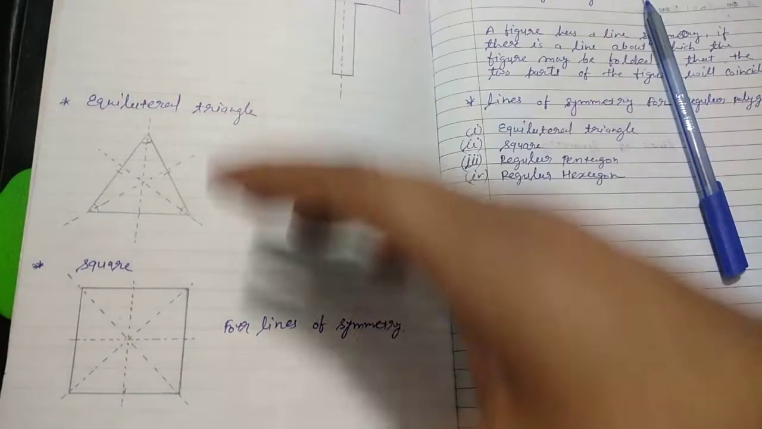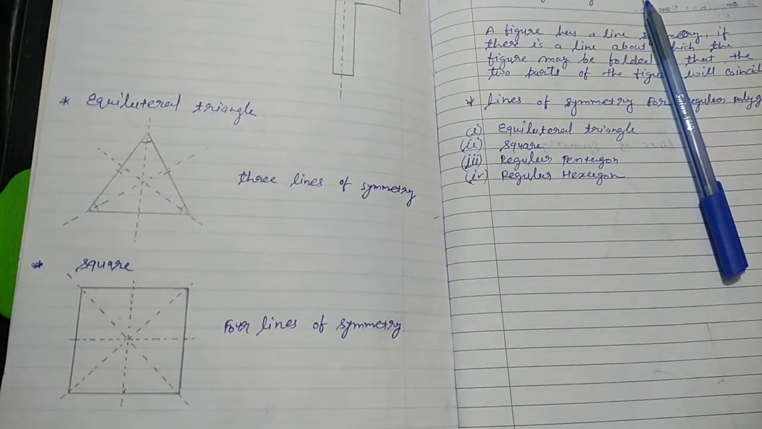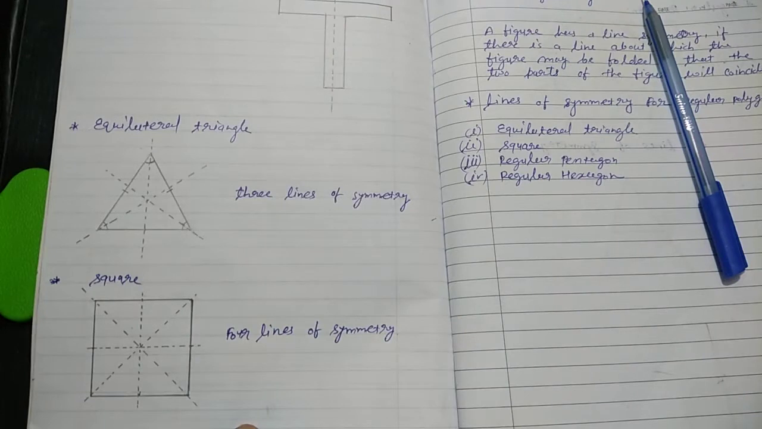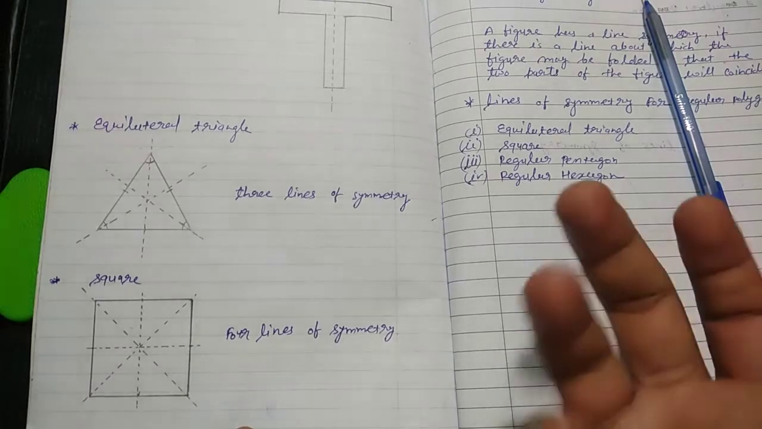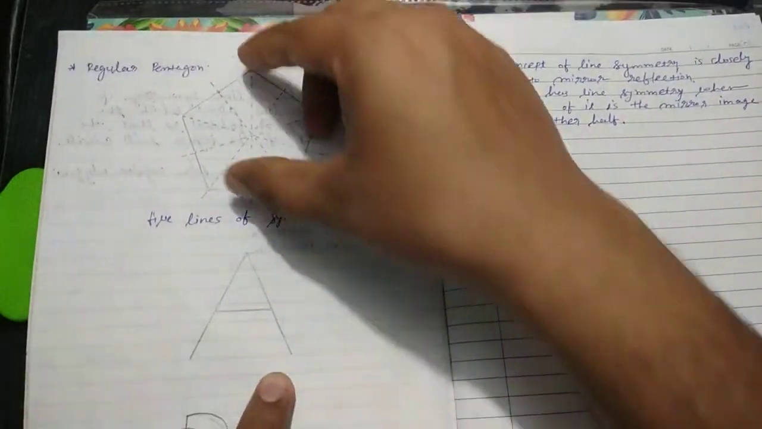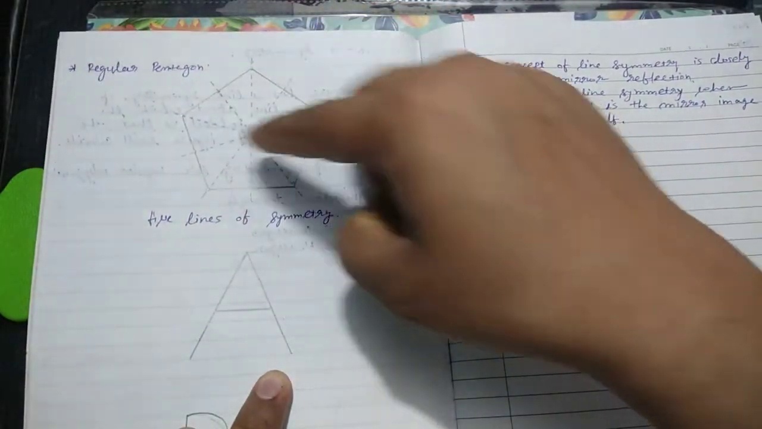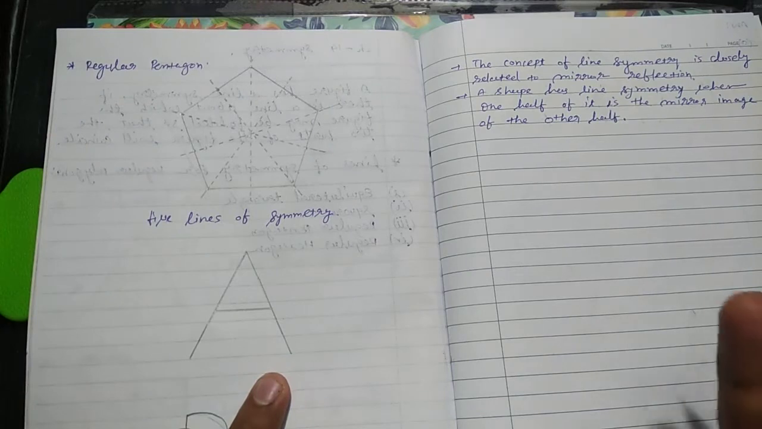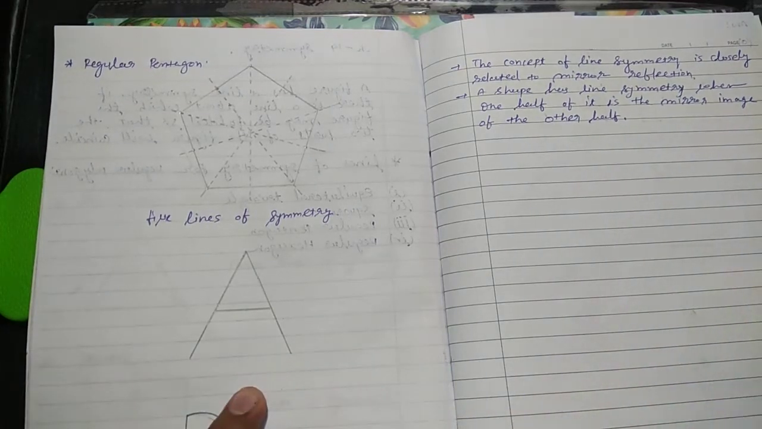So from these two polygons, what do we get? Here we get that in an equilateral triangle there are 3 sides and 3 lines of symmetry. In a square there are 4 sides and 4 lines of symmetry. Then what about the regular pentagon, which has 5 sides and 5 equal angles? Of course it has 5 lines of symmetry: 1, 2, 3, 4 and 5. And similarly the regular hexagon, which has 6 sides, has 6 lines of symmetry.